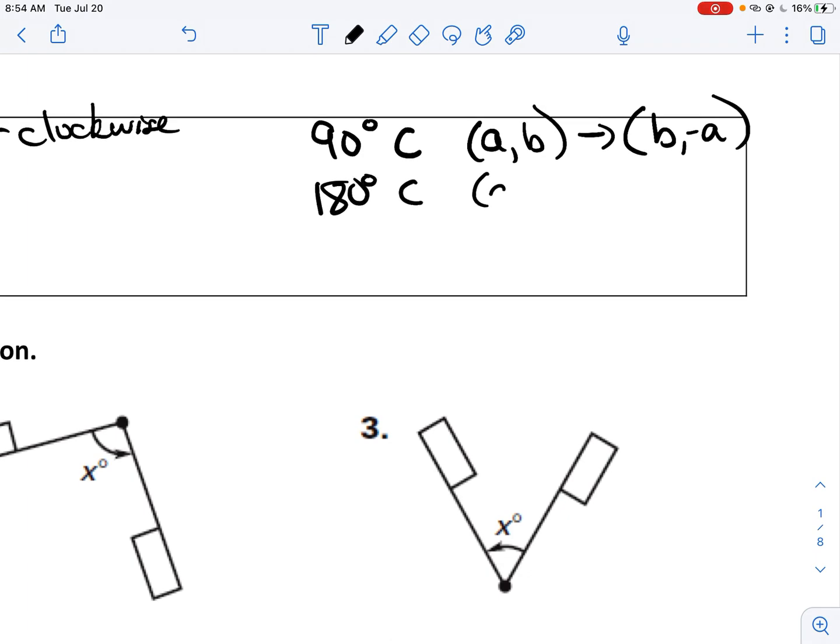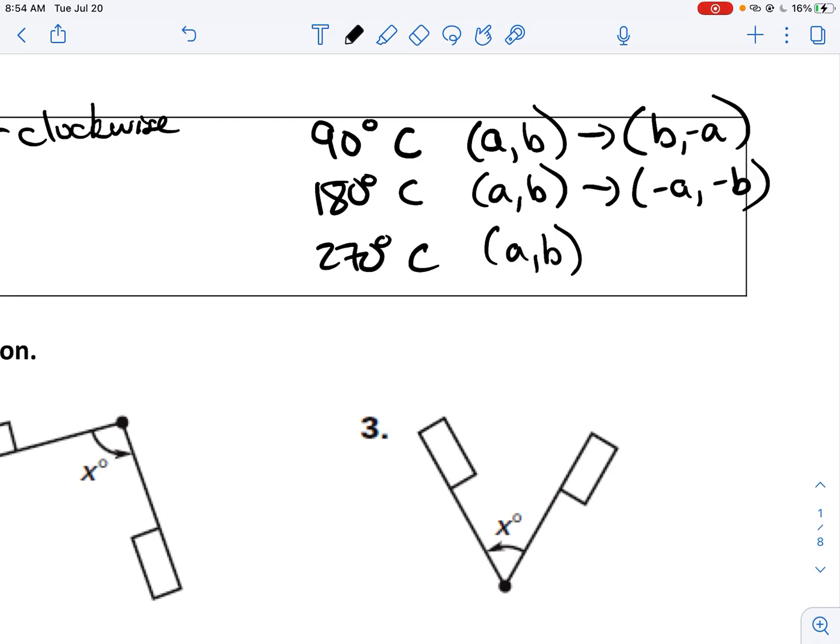180 degrees. You're switching these two around again. And the second one becomes negative. 270. I'm switching them around again. And the second one changes to the opposite.